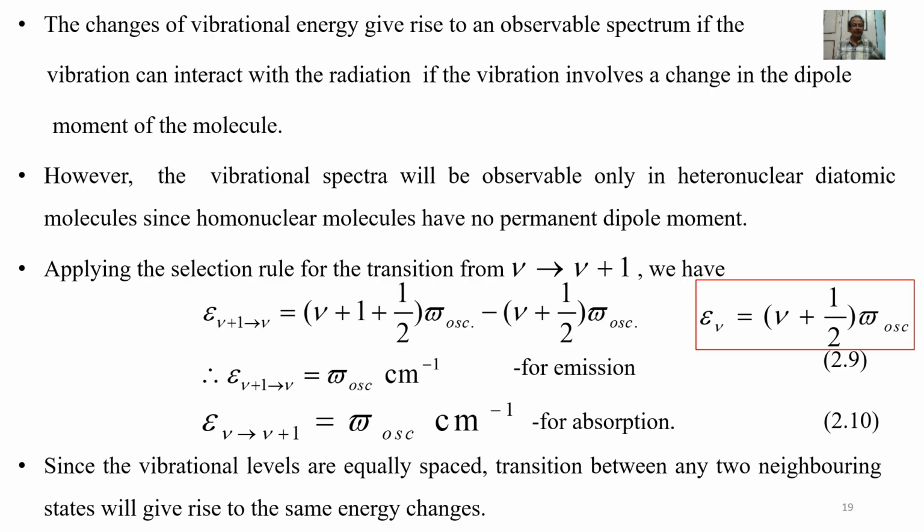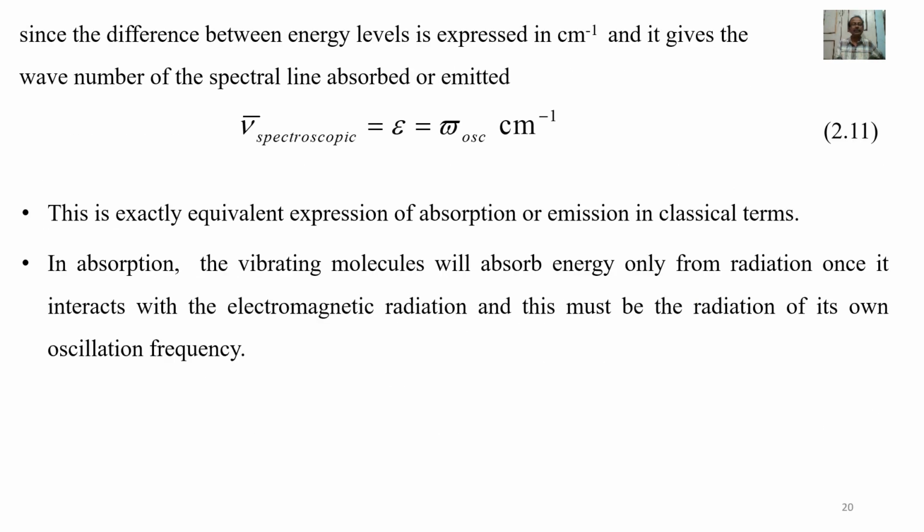Since the vibrational levels are equally spaced, transition between any two neighboring states will give rise to the same energy changes. Since the difference between energy levels is expressed in centimeter power minus 1, it gives the wave number of the spectral line absorbed or emitted, which is nothing but omega. This is exactly the equivalent expression of absorption or emission in classical terms. In absorption, the vibrating molecules will absorb energy only from radiation once it interacts with the electromagnetic radiation, and this must be the radiation of its own oscillation frequency.